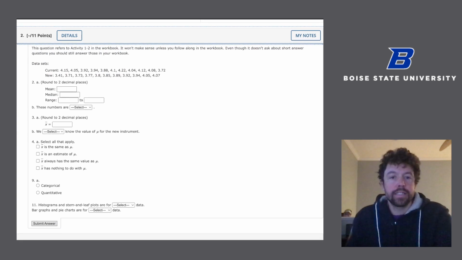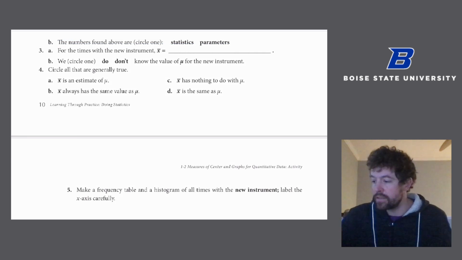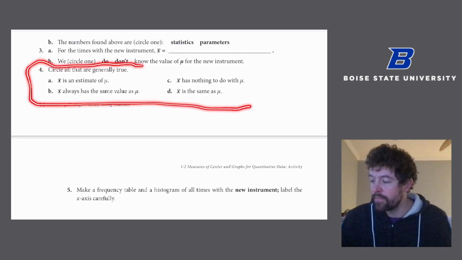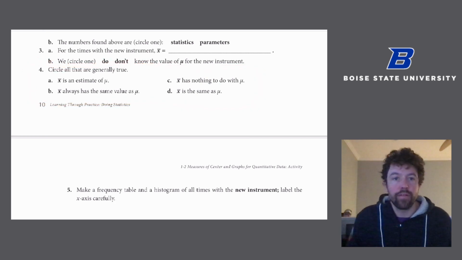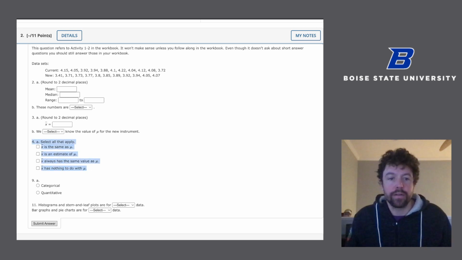And again, this has the same sort of characteristic where you're not really expected to do this in WebAssign by itself. You're expected to follow along in the workbook. We're given a data set and we're given a bunch of questions about it. But if you follow these questions, you realize that they're actually the same questions as are in the activity, right? So here we have a question, circle all that are generally true. And then if we flip back to the WebAssign homework, again, number 4, the numbering will match up. Select all that apply. It's the same question.